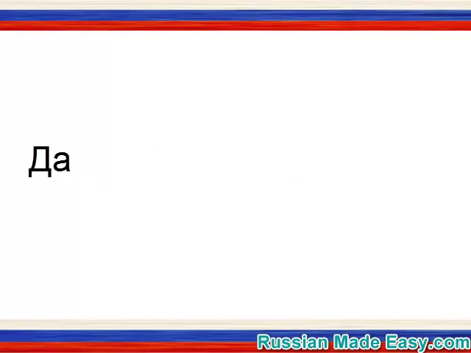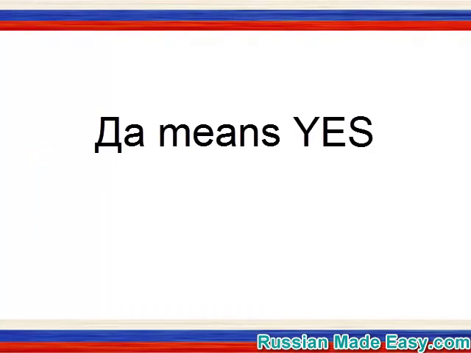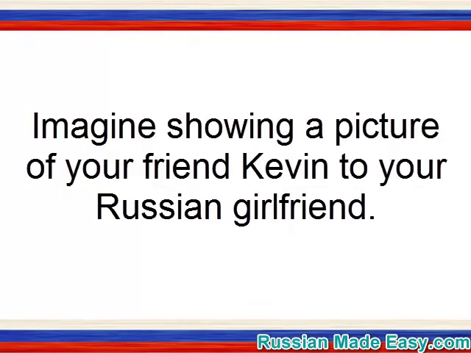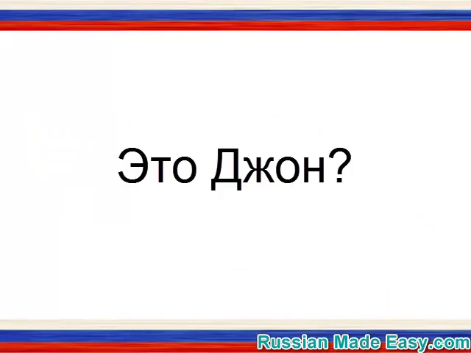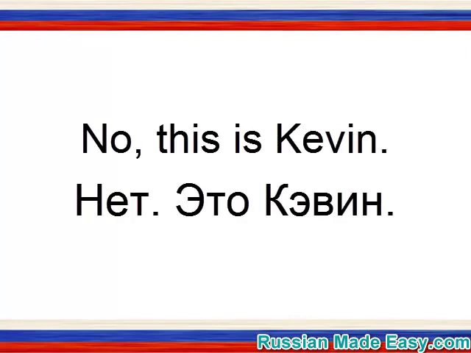So, да and нет are opposites. Да means yes and нет means no. Let's work with it a little bit. Imagine showing a picture of your friend Kevin to your Russian girlfriend. She asks, это Джон? Tell her, no, this is Kevin. Нет, это Кевин.